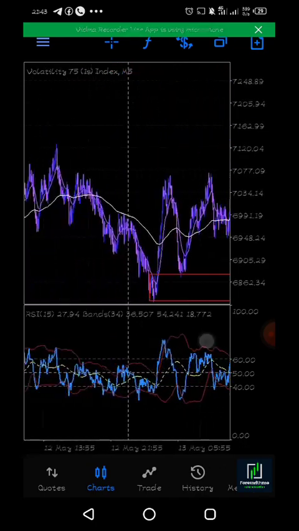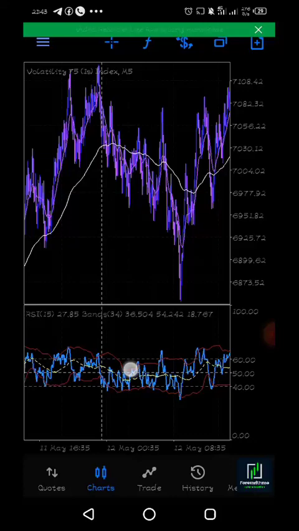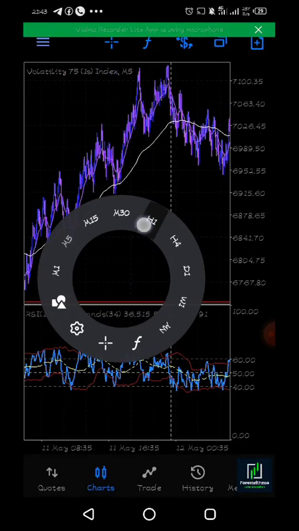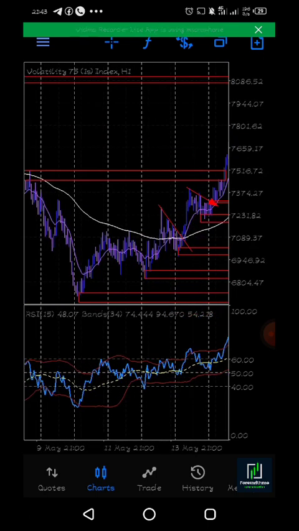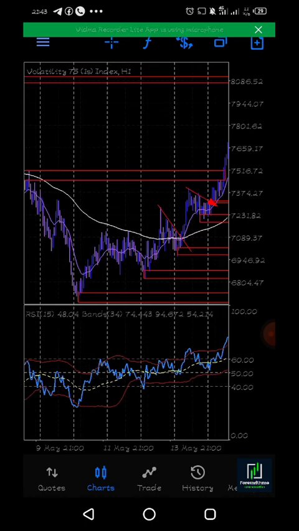So let's go. How do we spot reversals? If I cannot see that here, I'm going to go to my higher time frame. I'm in 5 minutes, so let's go to 1 hour. In 1 hour, what happened is that the market came all the way down and refused to continue the downward trend.